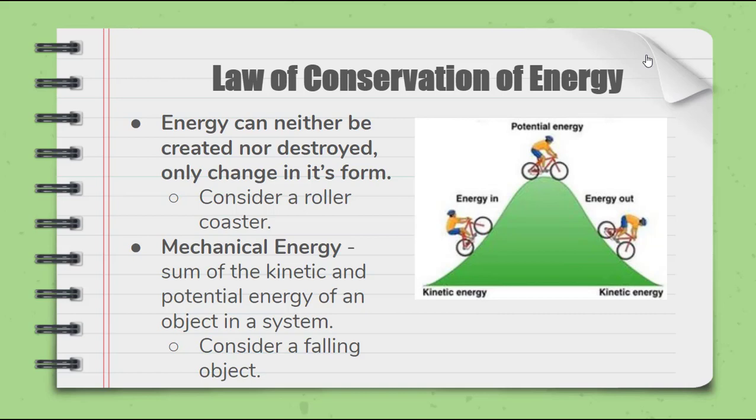Now, mechanical energy is specifically the sum of the kinetic and potential energy of an object in a system. Consider a falling object. Let's say it's an apple from a tree. An apple that's attached to the tree has high amounts of potential energy but low kinetic energy because it is not moving. If the apple, for some reason, is too heavy and then falls, all of that potential energy is converted into kinetic energy. So really, the energy itself is neither created nor destroyed. It just simply changes its form based on what's taking place.